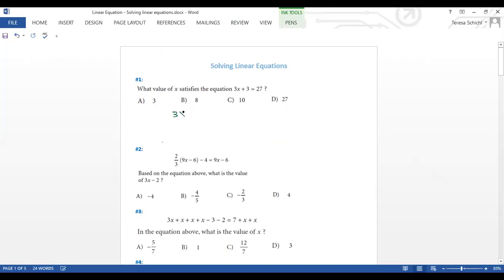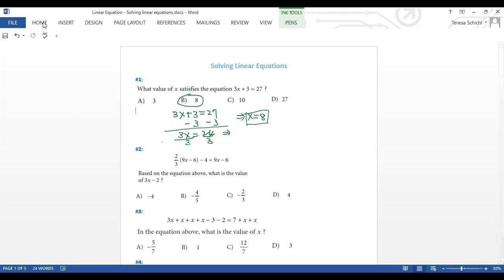They said 3x plus 3 equals 27. Like I said, most of you will just subtract 3 from both sides. So what do you have here? You have 3x equals 24. So what is x here? You divide by 3 on both sides. So what is your x value? x is equal to 8, right? So this is your answer, x equals 8. It's pretty easy, right?